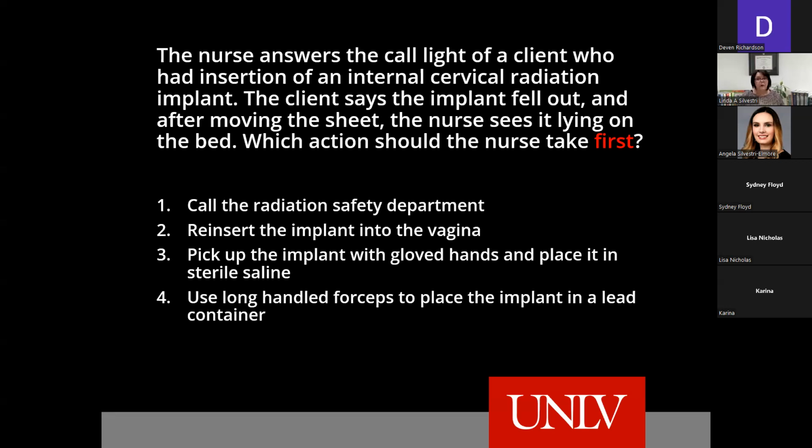They need to be in a private room. You need to wear a dosimeter badge. You need to wear a lead apron when you're in the room taking care of the patient. You don't want to stand in the direct radiation pathway. So if a person had a cervical radiation implant, you wouldn't want to stand at the end of the bed and talk to the patient. You maybe want to stand near their shoulder and talk to them.